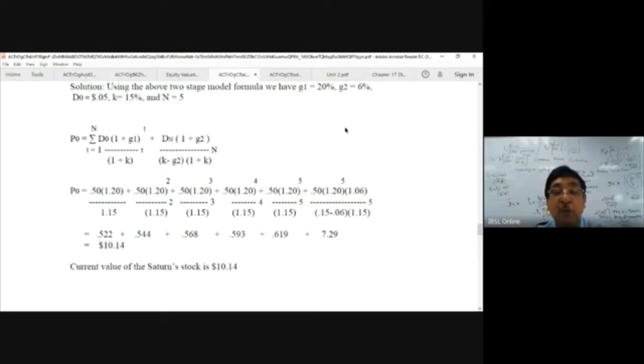Now that is the formula, divided by K minus G, into 1.15 to the power 5. That is the present value. To convert that price into the present value, you divide it by 1.15 to the power 5. That's what they have done. Right. Now, after simplifying that, you will arrive at the value 10, 14.